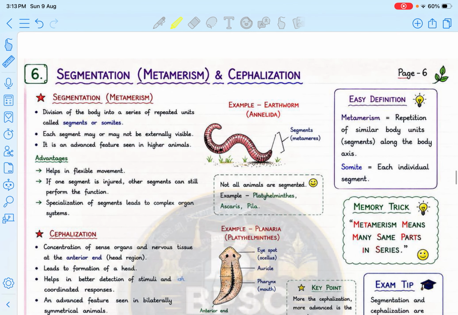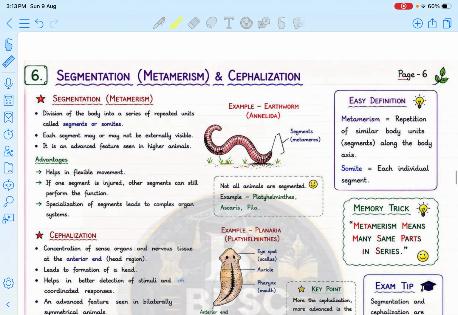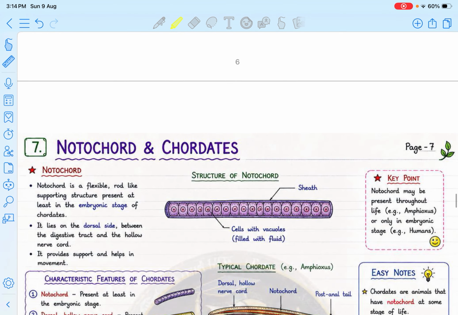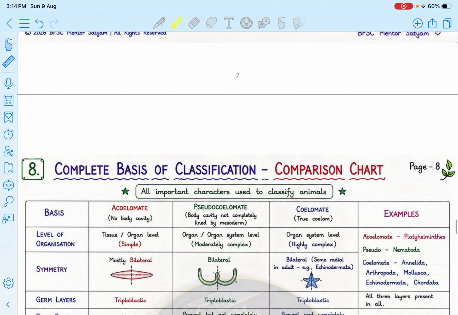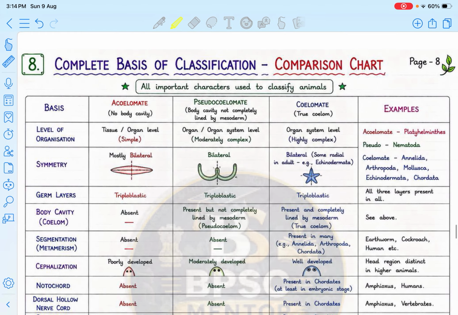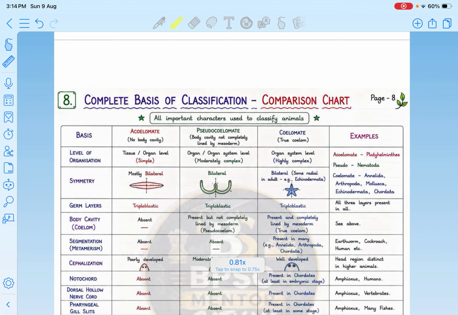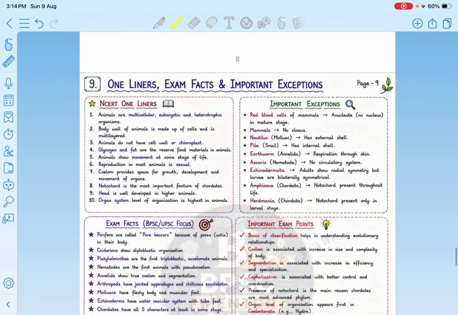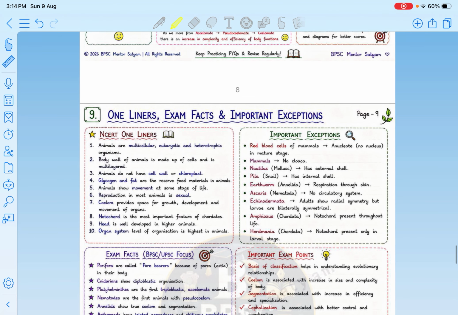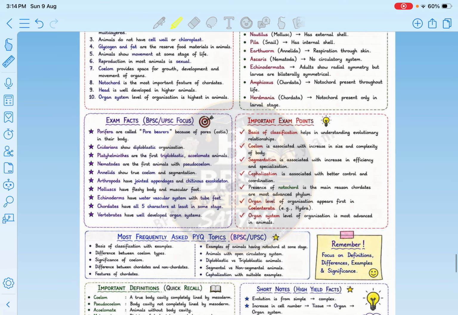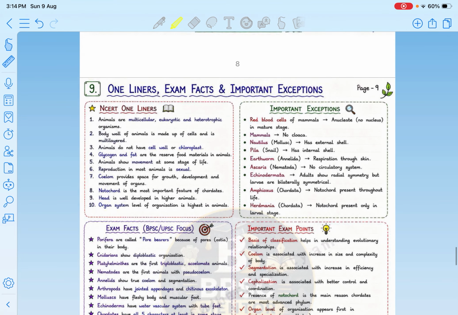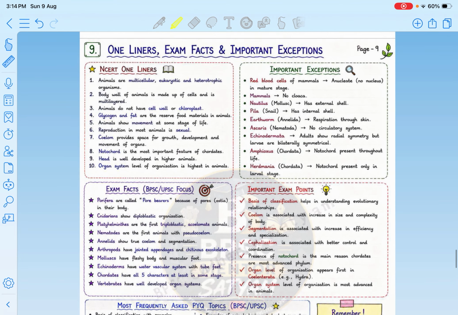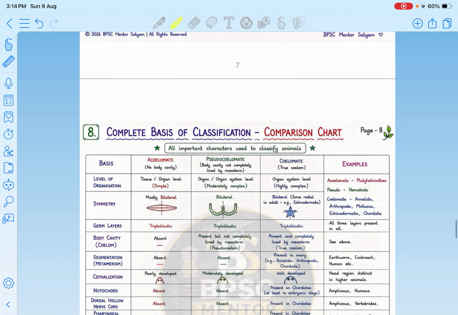Now next is segmentation. So that's all for today. We will talk about segmentation in the next lecture, and then we will also talk about notochords and chordates. There is also a classification table and comparison chart, which will be really helpful for you to understand the complexities. And then I have one-liner exam facts which will be really important for you, so that even just before your exam you can go through them, and it will be really helpful to revise the animal kingdom.